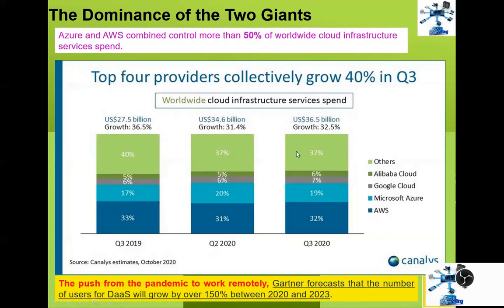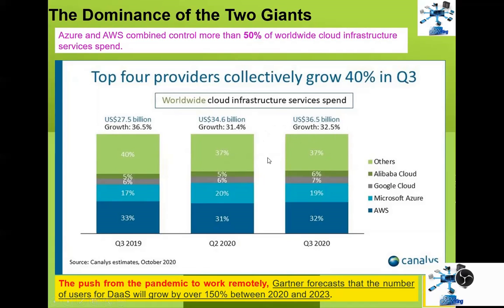This bar chart explains the same thing. If we look at the vendors by color, this is AWS, and this is Azure; in Q3 2020, if you add it up, it comes to actually 50%. That is how the dominance of the 2 giants shows. Others are also there. And this one shows the growth of infrastructure usage, which is very significant.